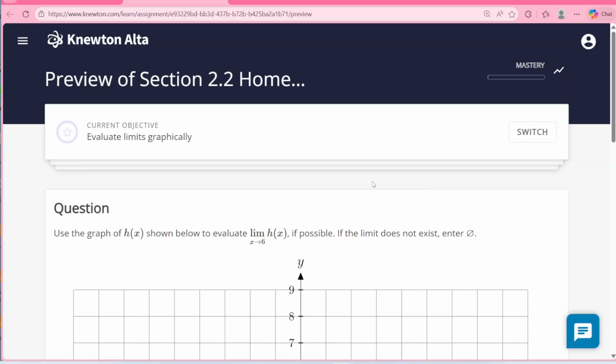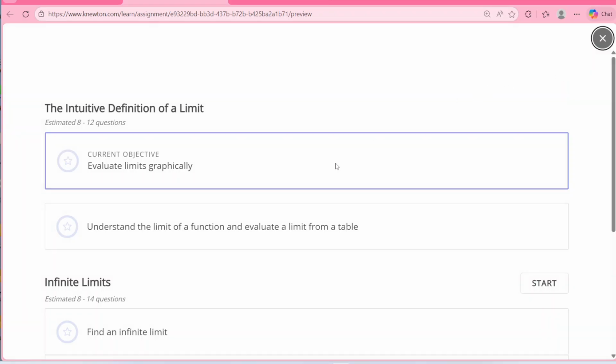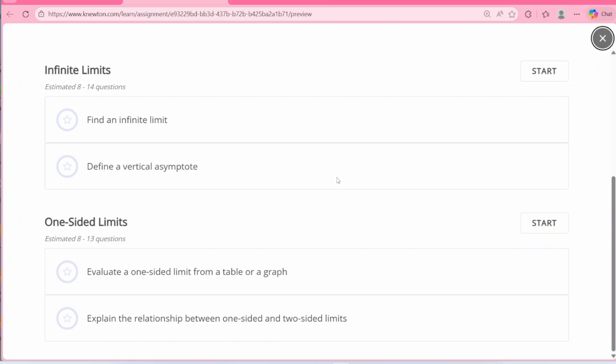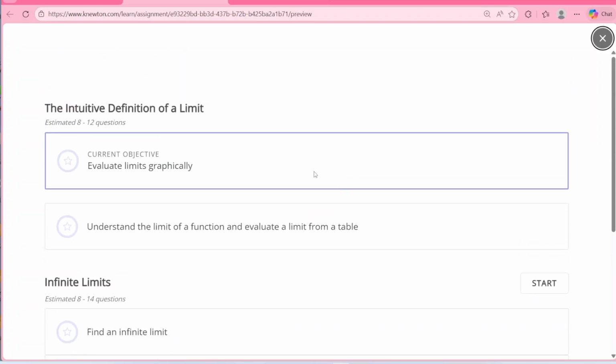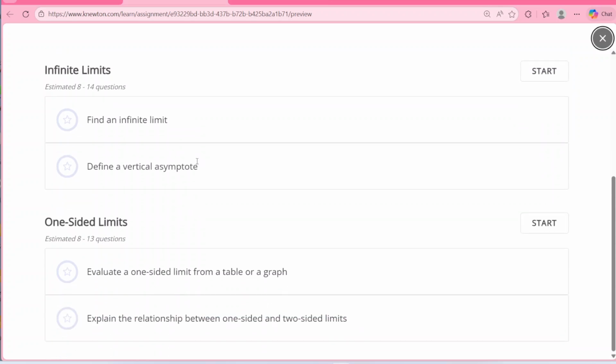So here we are, Knewton Alta's site, and you won't see the word preview, you'll just see the title. All right, so in this particular course, the limit of a function is section 2.2. Upper right hand corner, you have your mastery bar, which shows you how far along you've gotten in the assignment. The activity log next to this, you click on that, it'll show you all the objectives. So this one has 6 objectives broken up into 3 parts.